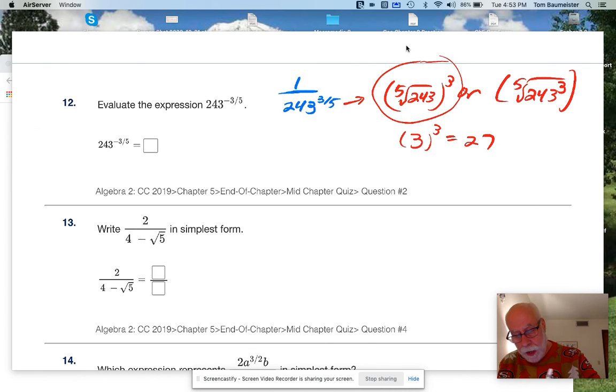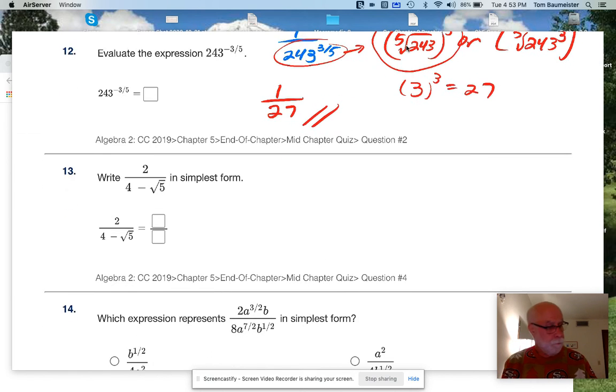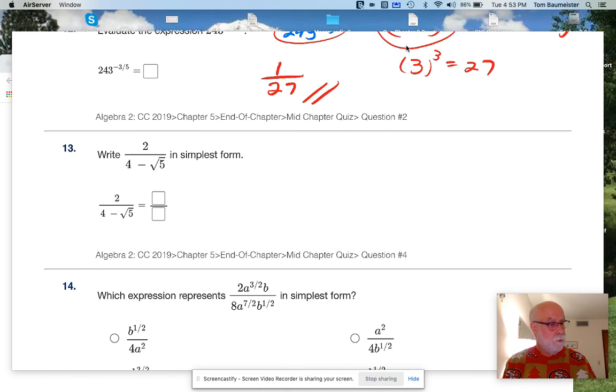So remember, that's now underneath here. So we're going to have 1 over 27, and that is your answer. Now, looks like we're doing the same thing on this one here.